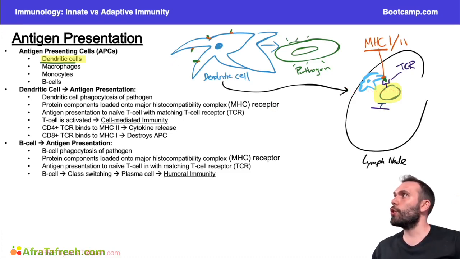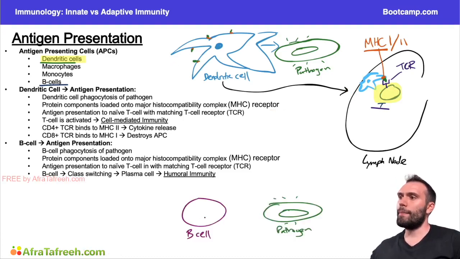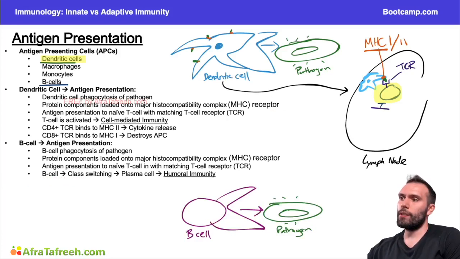Now, I also told you that interestingly enough, the B cells can also present antigens. So down here, I have my B cell. What happens if my B cell runs into this pathogen? Well, the B cell can also phagocytose this antigen. So B cells are also antigen presenting cells. They can use phagocytosis, break up this pathogen, and then present the pathogen on MHC complexes. So the B cells will also have these MHC complexes that they can use to present the antigen, kind of like the dendritic cell.